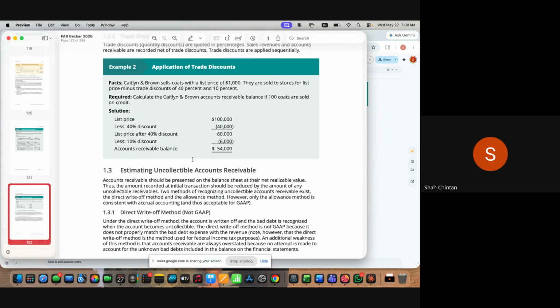So Kathleen and Brown sells the coats with a list price of $1,000. They are sold to a store for a list price minus trade discount of 40% and 10%. तो स्ट्रेट अवे 40% तो आपका ट्रेड डिस्काउंट हो गया. उसके बाद आपकी वैल्यू आ गई 60,000. उसके ऊपर भी आपने 10% का एक्स्ट्रा ट्रेड डिस्काउंट नेगोशिएट किया.